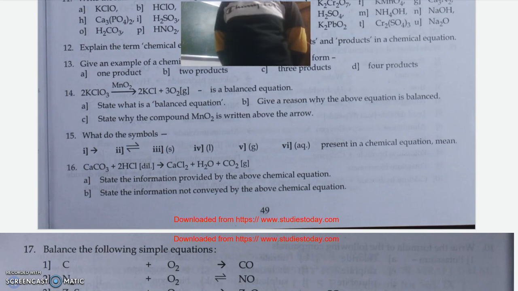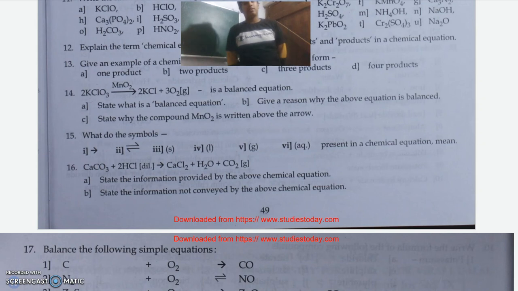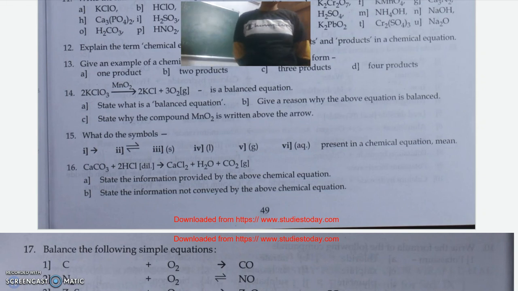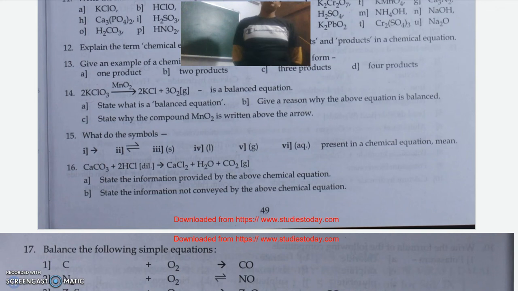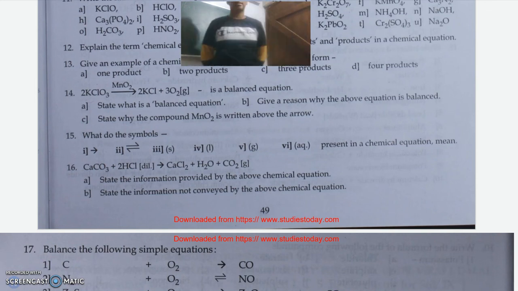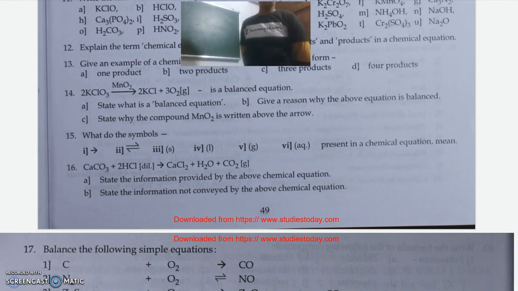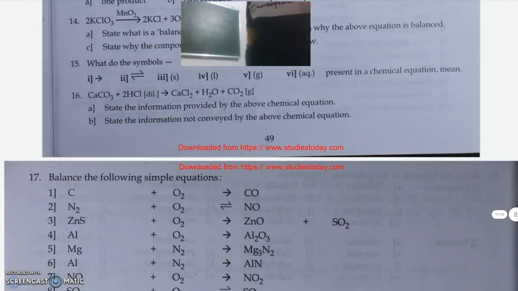Okay, so here is one more equation. State the information provided by the above chemical equation. Now here it says calcium carbonate plus 2HCl. HCl is an acid. It is forming CaCl2 plus H2O and CO2. H2O is water and CO2 is carbon dioxide, and CaCl2 is calcium chloride. Okay, so we are moving next.